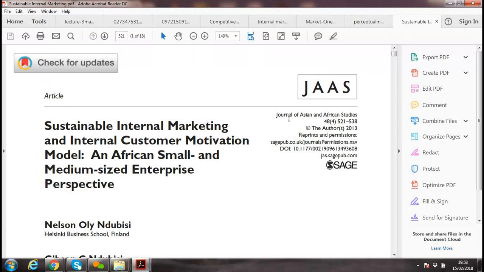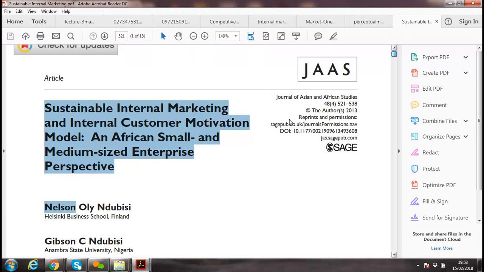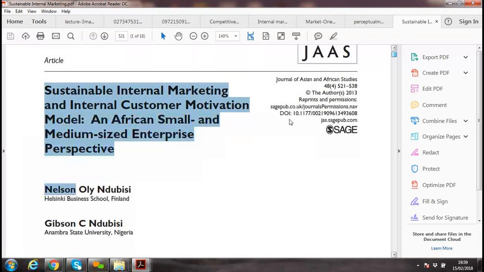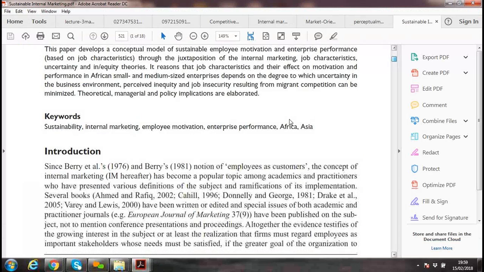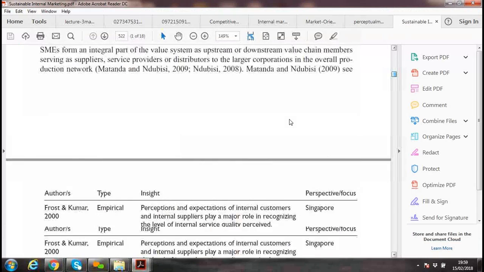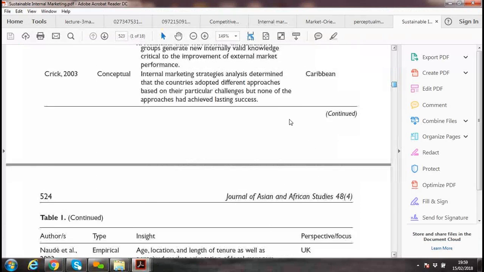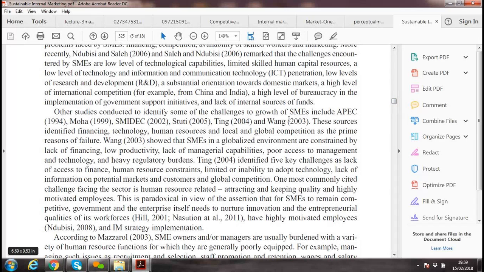So, sustainable internal marketing, internal customer motivation. This is one of the case studies which is quite good, and the research was conducted in African small and medium sized enterprises. That's quite good to use when you answer the question.